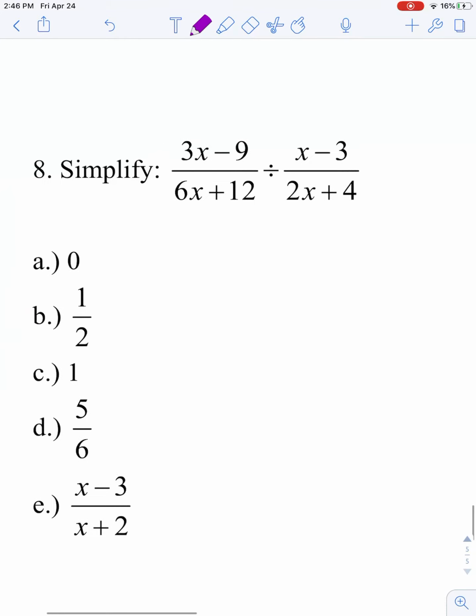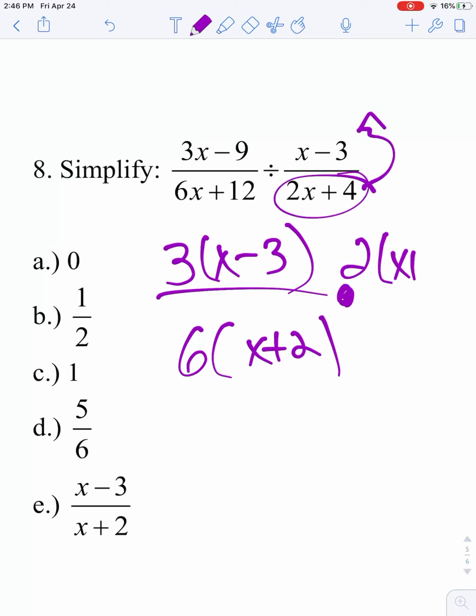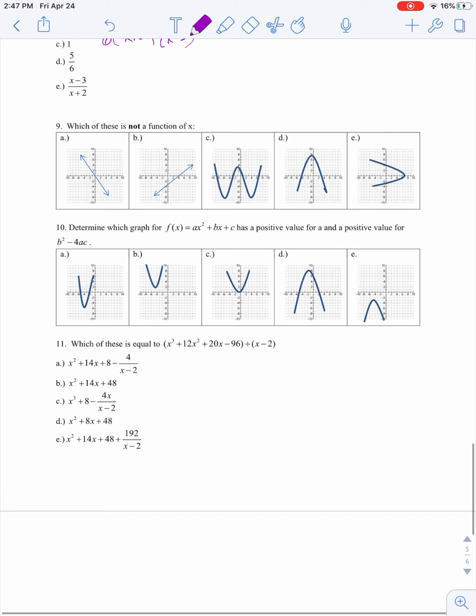Number 8, remember when you divide, you're going to multiply by the reciprocal. So over here, I would first just factor, and then I'm going to multiply by, this is coming to the top, so I can take out the 2, and then you can reduce and cancel on that.